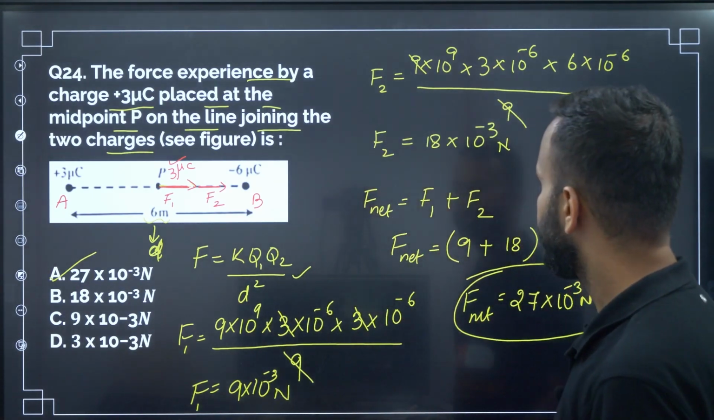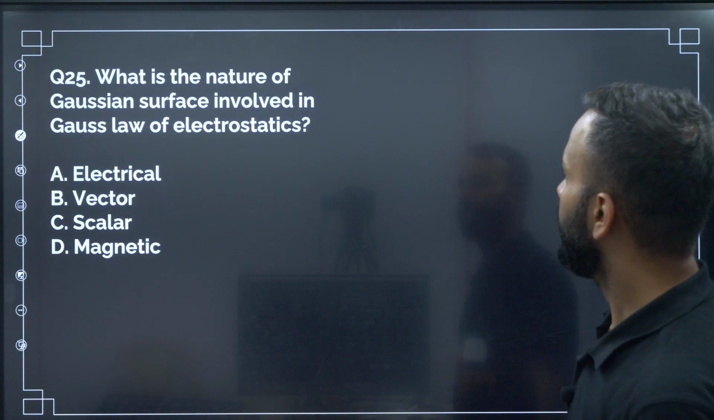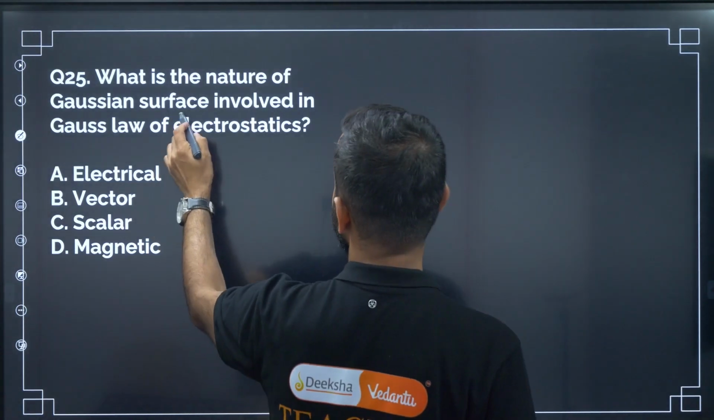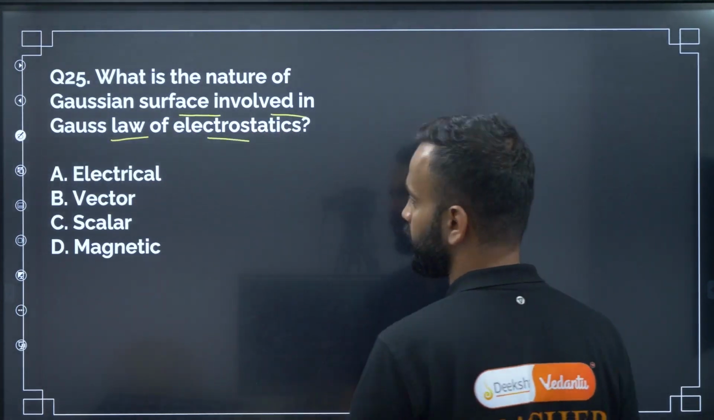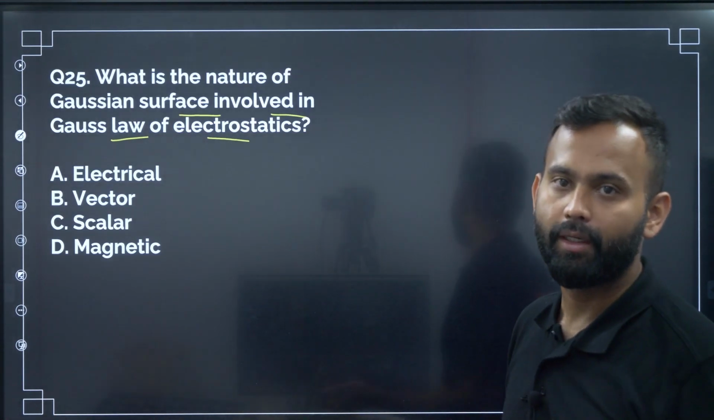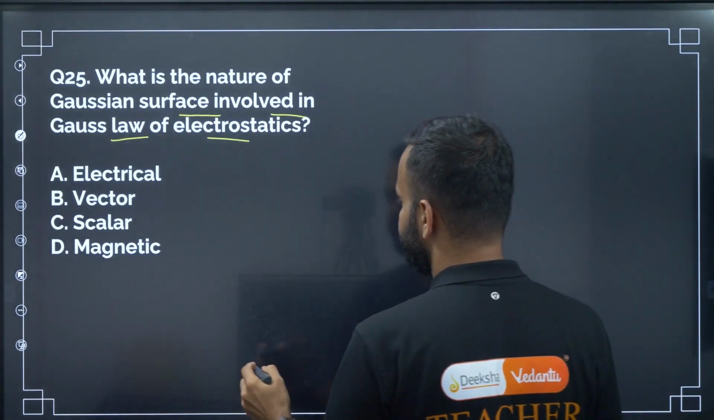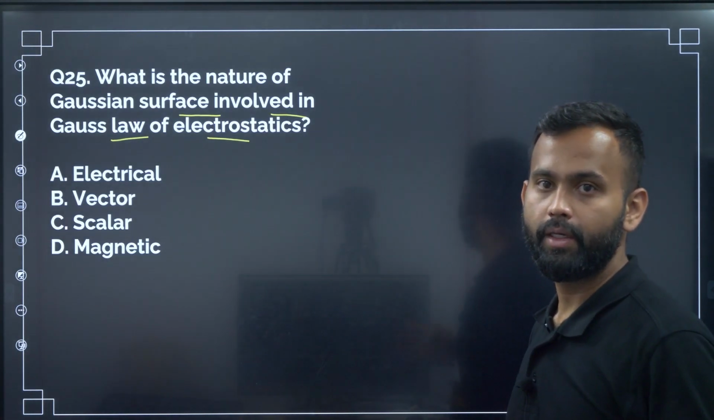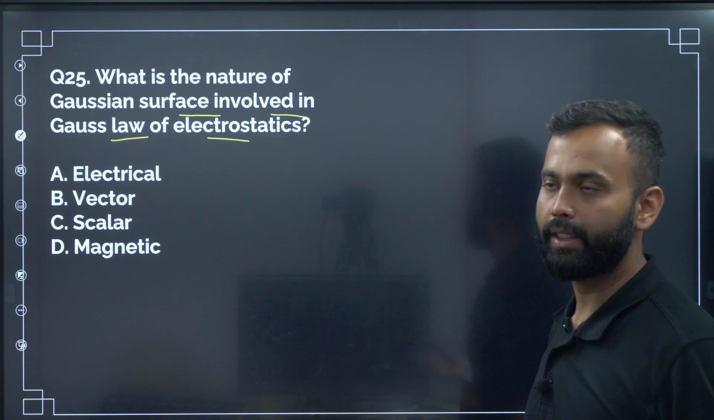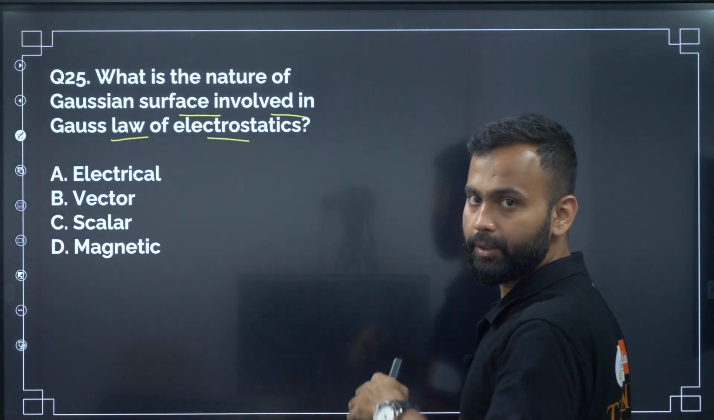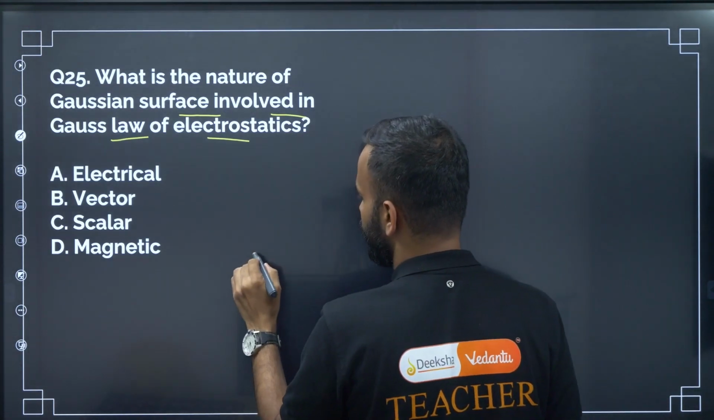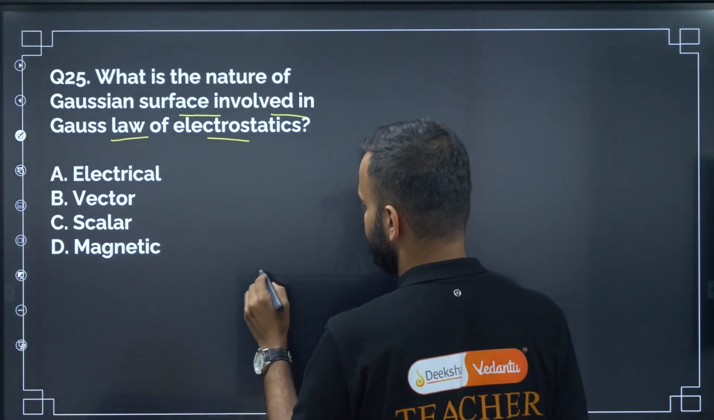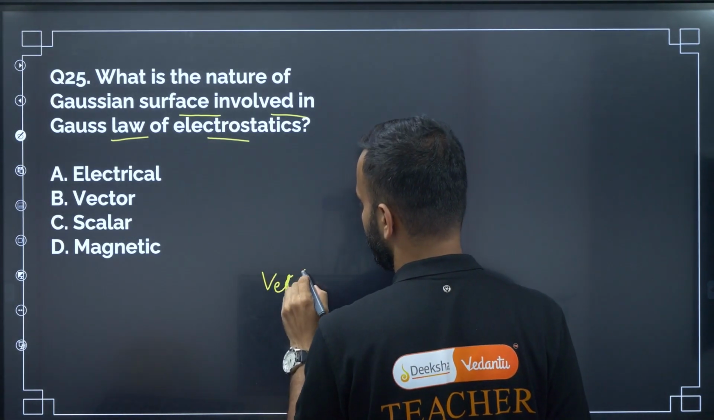Next question, question number 25. What is the nature of Gaussian surface involved in Gauss law of electrostatics? The direct question. Here the Gaussian surface is the imaginary closed surface around the charge. It's a 3-dimensional space. So the nature of the Gaussian surface is vector. It is a vector.